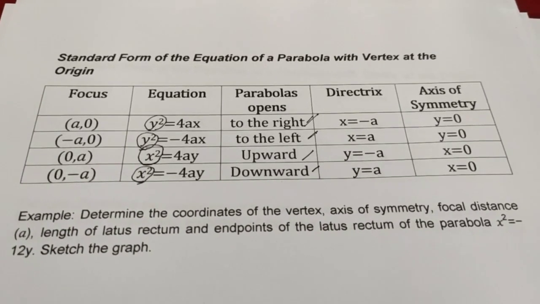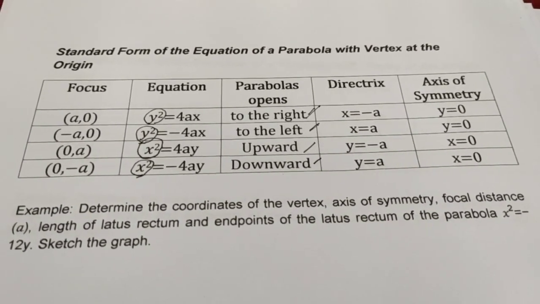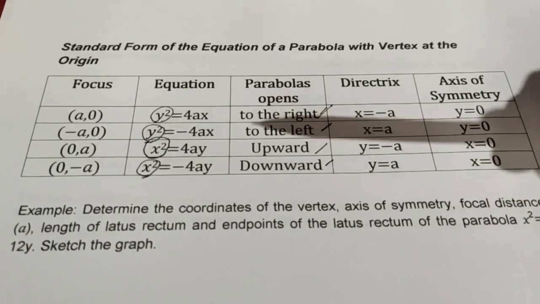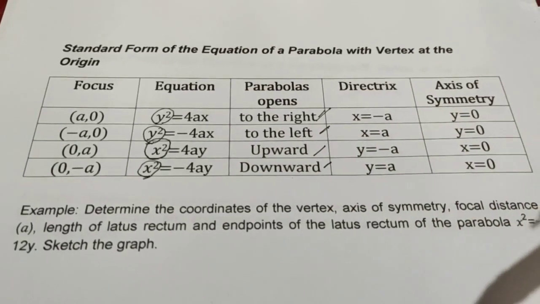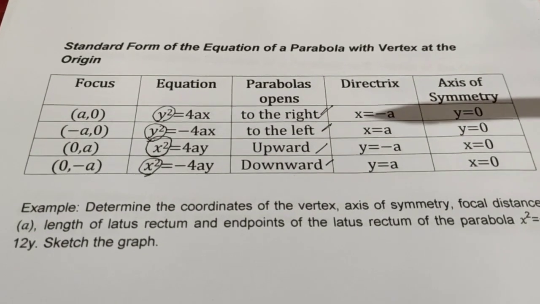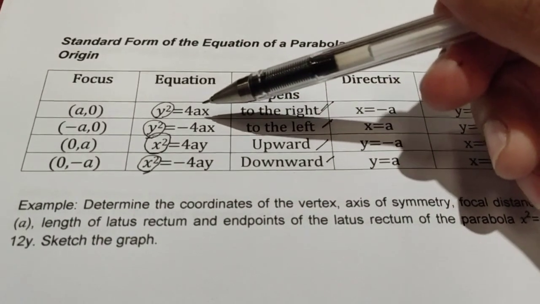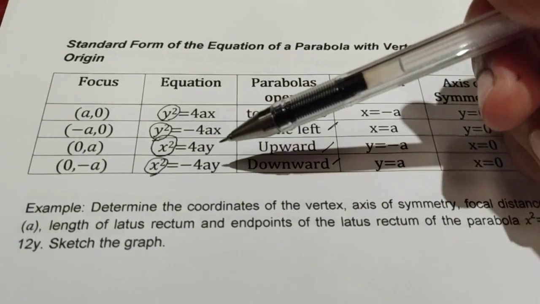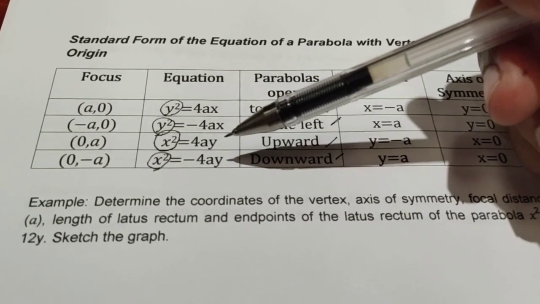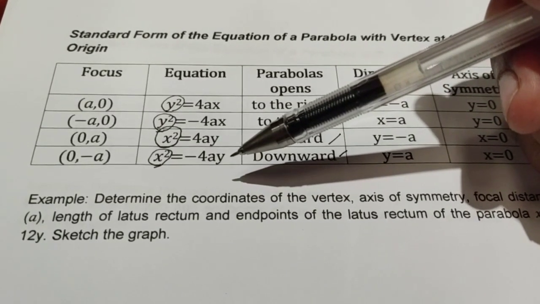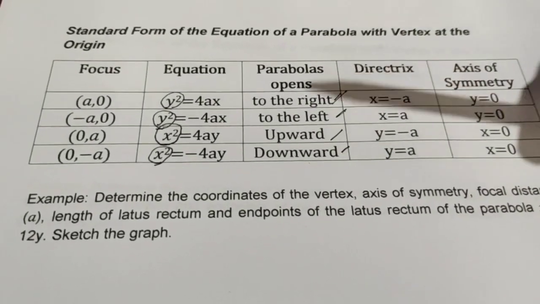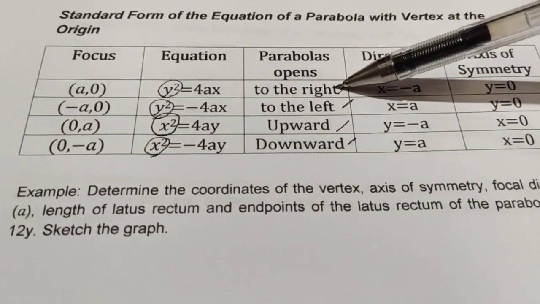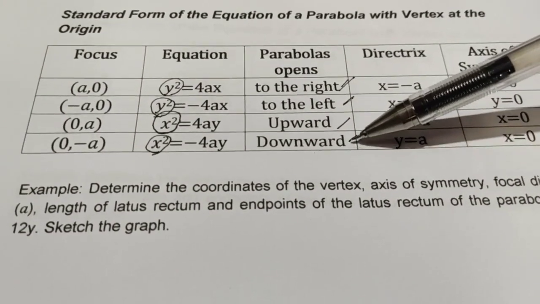Next, we have the standard form of the equation of the parabola with vertex at the origin. There are four equations we should remember: y squared is equal to 4ax, y squared is equal to negative 4ax, x squared is equal to 4ay, x squared is equal to negative 4ay. These four equations determine if the parabola opens to the right, to the left, upward, or downward.